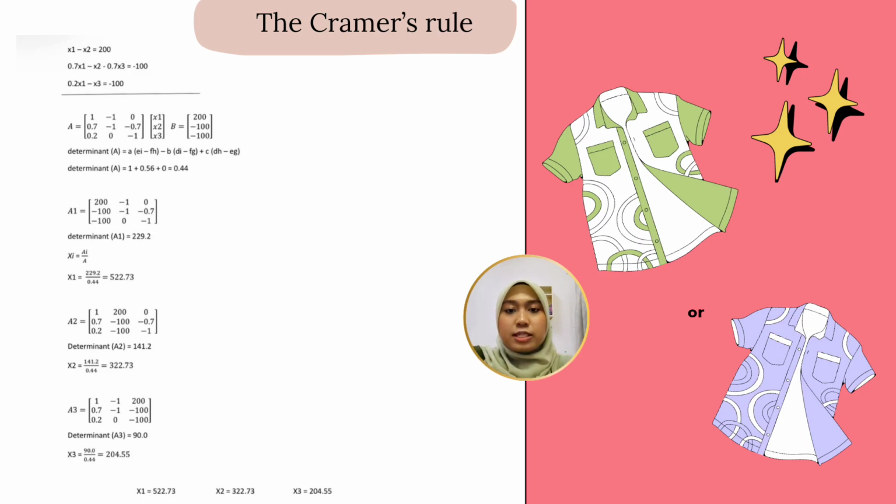My metric number is 305672, and I'll explain Cramer's rule. Cramer's rule is a method used to solve a system of linear equations with the same number of equations as unknowns. It applies to systems where the coefficient matrix has a non-zero determinant.